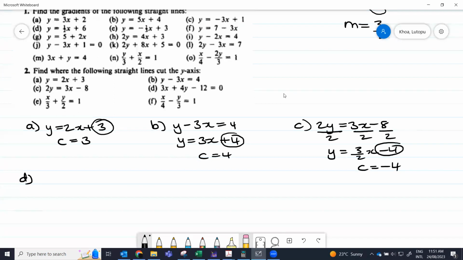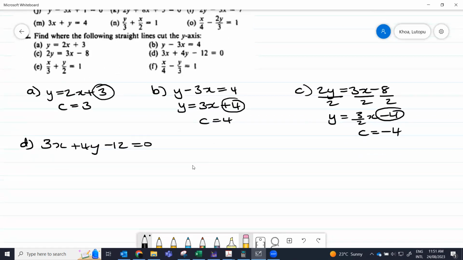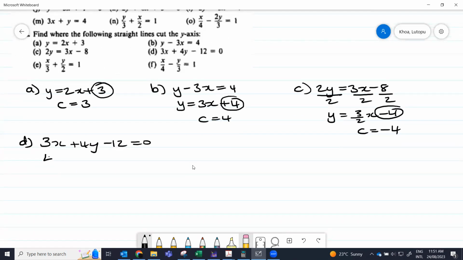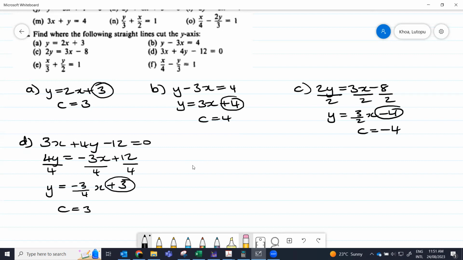And d, 3x plus 4y minus 12 is equal to 0. We need to write this in standard form. So we say 4y is equal to minus 3x plus 12. And then we divide everything by 4. Y is equal to minus 3 over 4x plus 3. This is c.